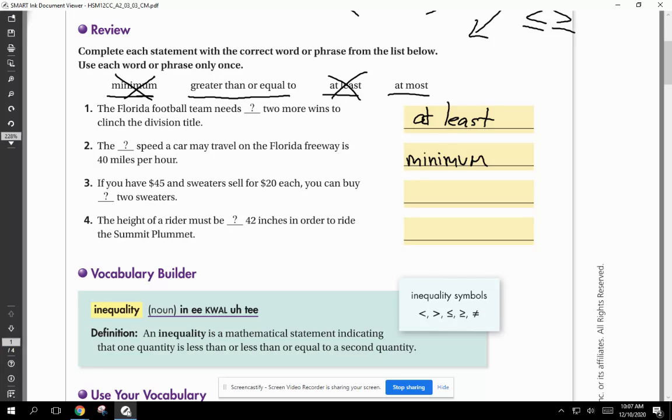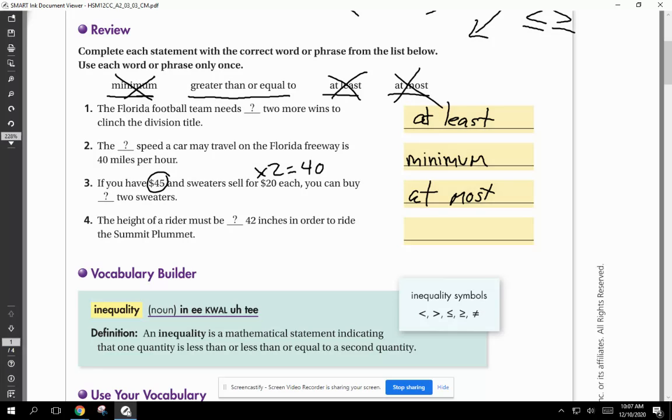Number 3, if you have $45 and sweaters sell for $20 each, you can buy blank 2 sweaters. And it says at most, right? Because 20 times 2 is 40, right? 2 sweaters equals $40. That's at most what you can buy with $45. Number 4 has to be greater than or equal to.